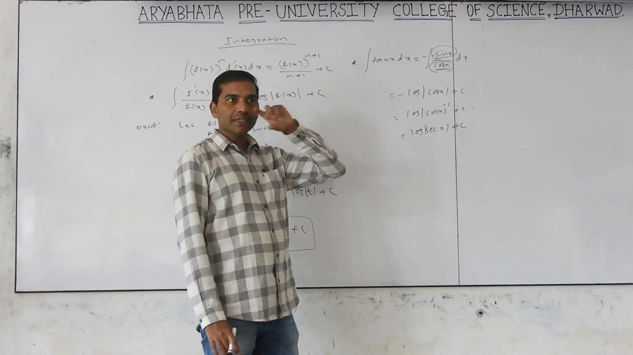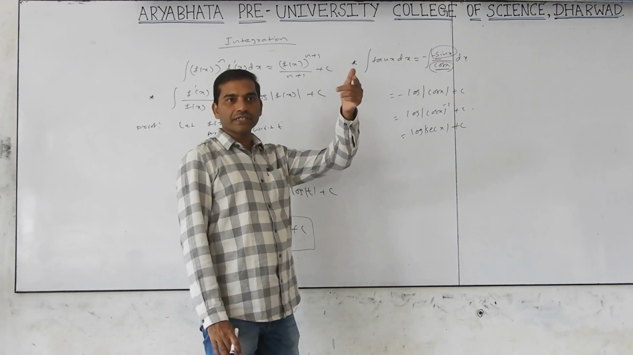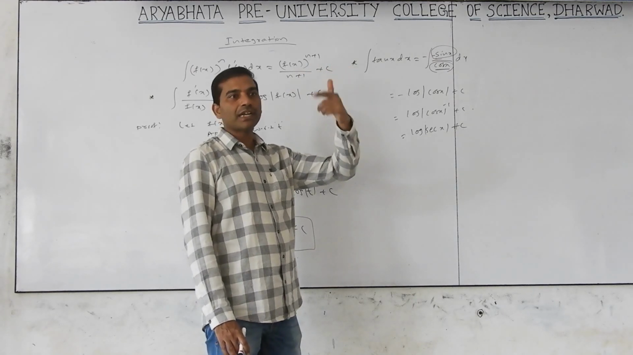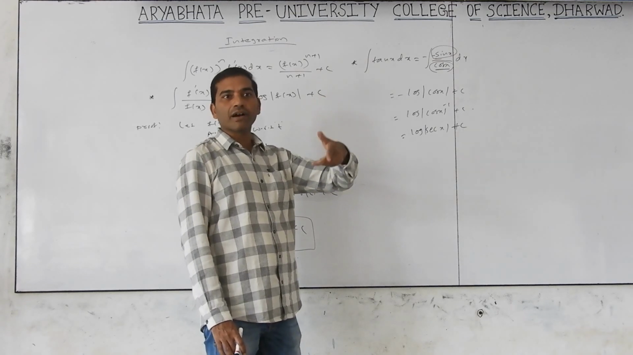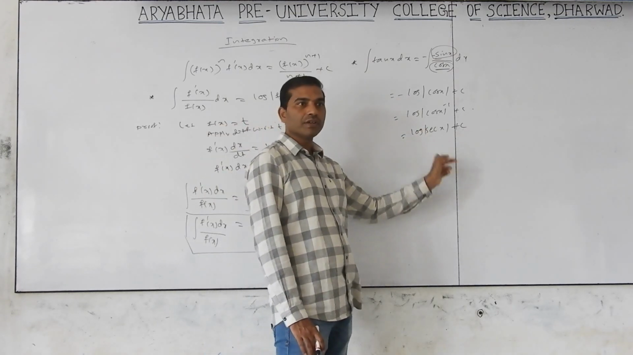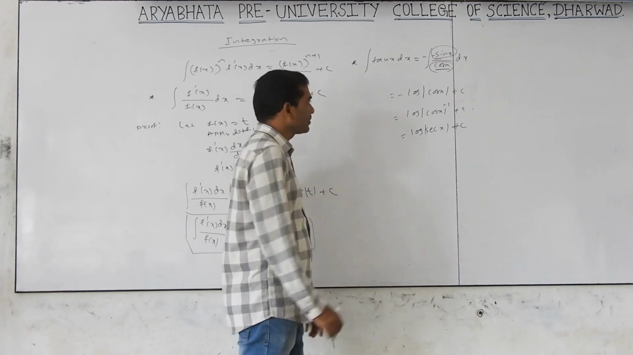So integration of tan x: the way of finding is sin by cos. The cos derivative is there in the numerator. The derivative of cos x is minus, so multiply by minus. So minus log of the denominator, minus log of cos x, which equals log of sec x.